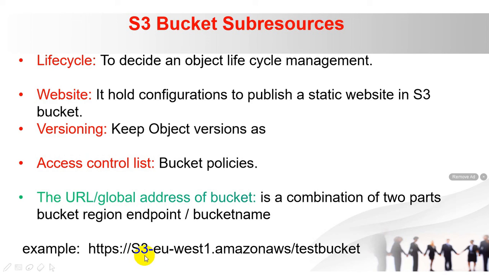First of all, it will show you s3-eu-west-1. This is the region name, right? Then dot amazonaws.com, which will always be there within the global URL address for accessing the bucket. Then slash test bucket. So this becomes your complete URL through which you can globally access your bucket.